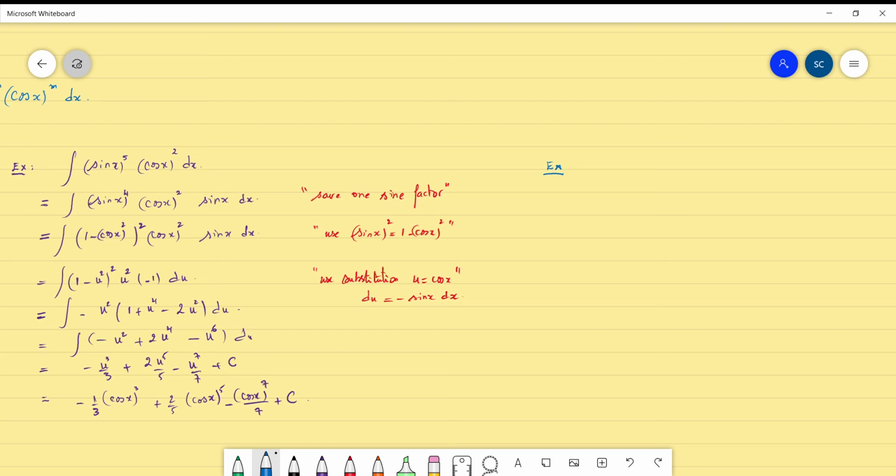Okay, so what if we had an antiderivative of sine x squared, the simplest one? This time isolating sine x will not help. Using just the formula sine squared is 1 minus cosine squared will not help either. The idea here is to linearize the term. So we will use the following formula.